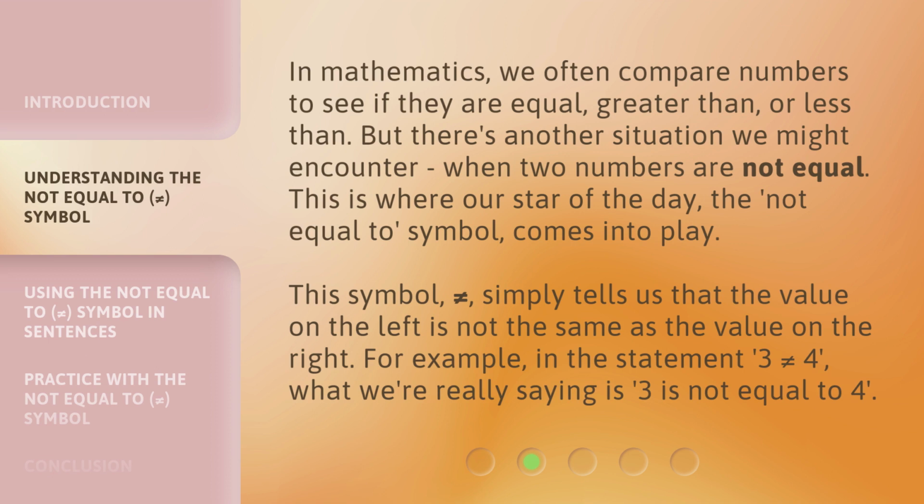This symbol, does not equal, simply tells us that the value on the left is not the same as the value on the right. For example, in the statement, 3 does not equal 4 feet, what we're really saying is, 3 is not equal to 4 feet.